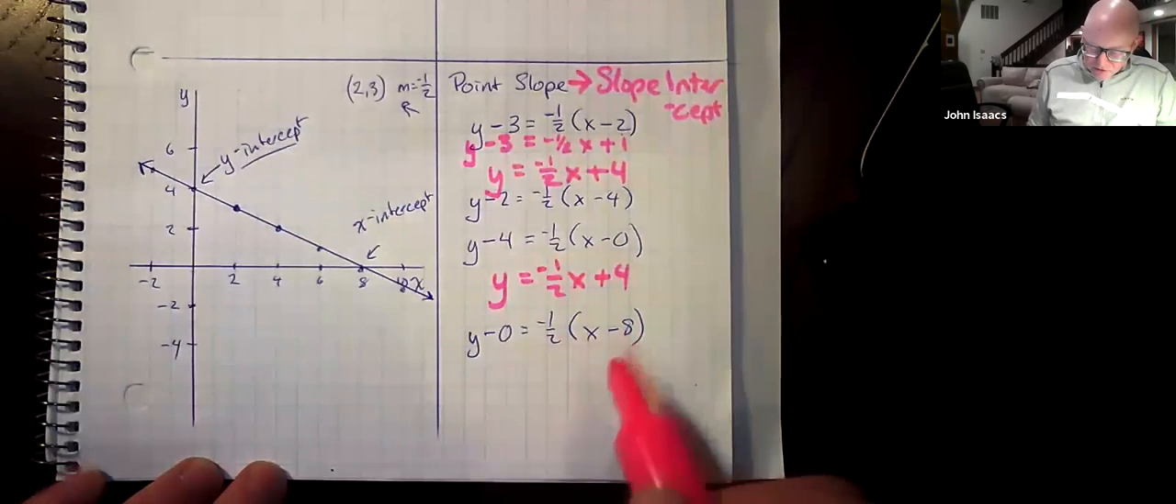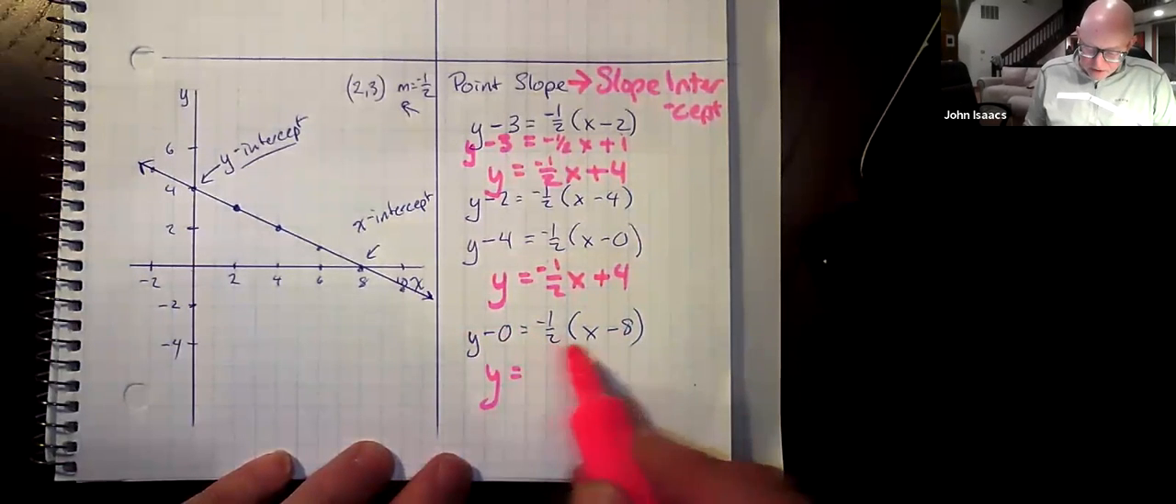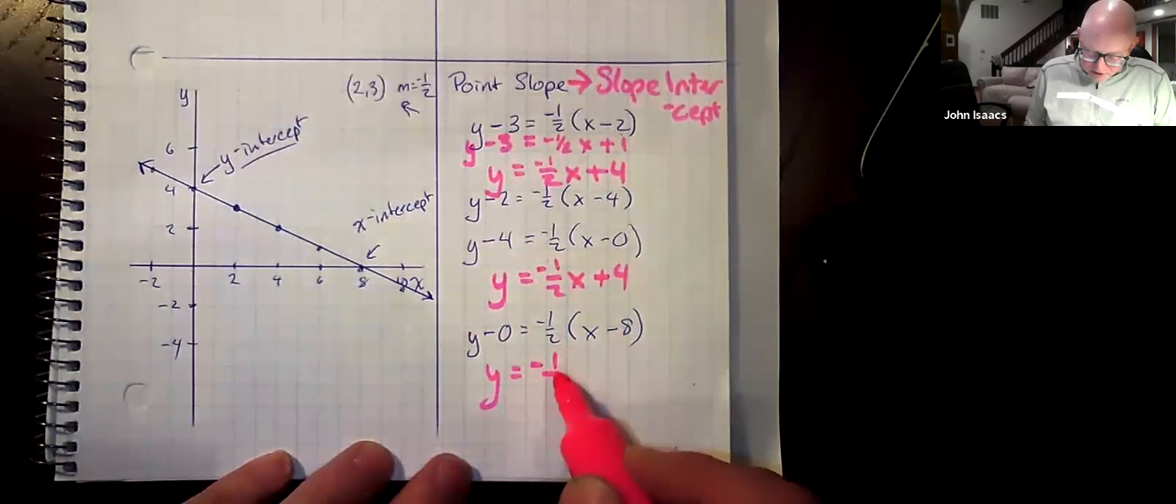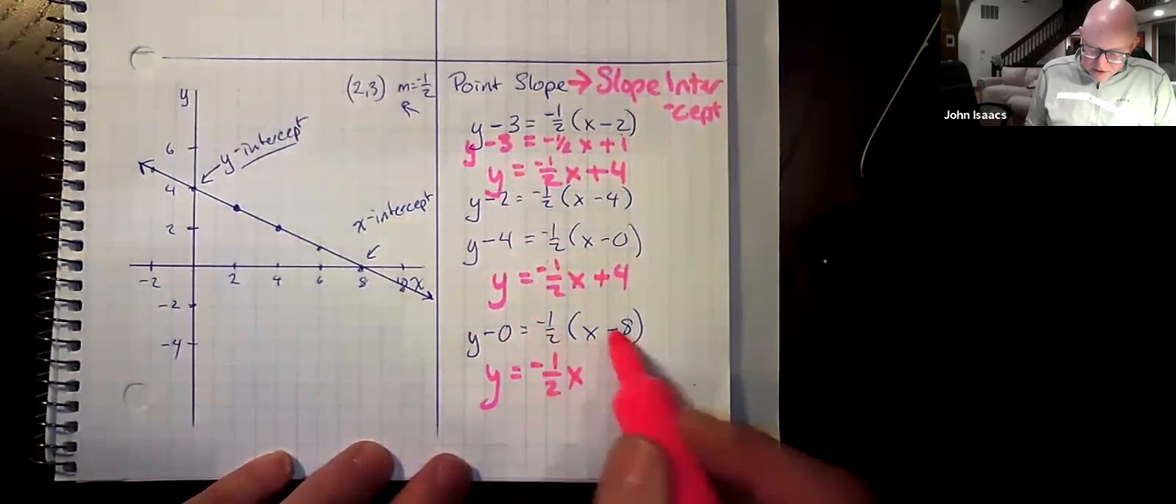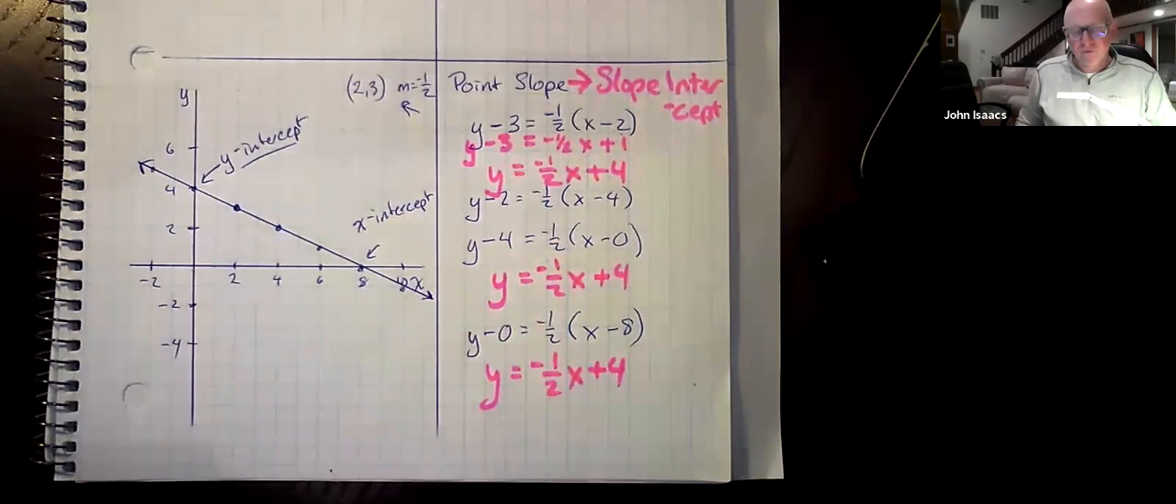If we do this to this equation, of course, this is already y equals, there's just -0. If we distribute the -1/2, we wind up with -1/2 x. -1/2 times -8 is plus 4. So we wind up with the same thing 4 times.